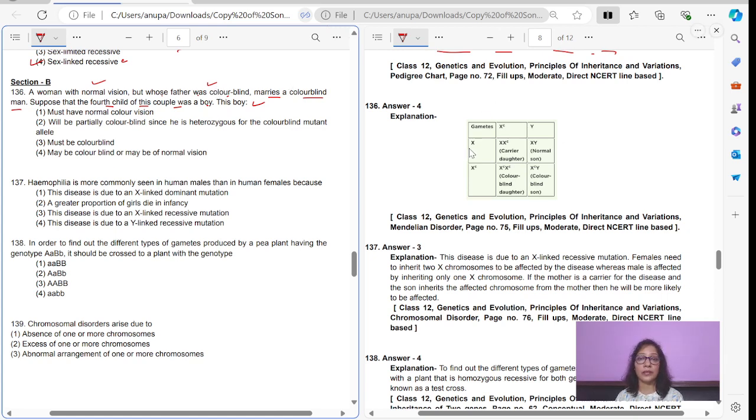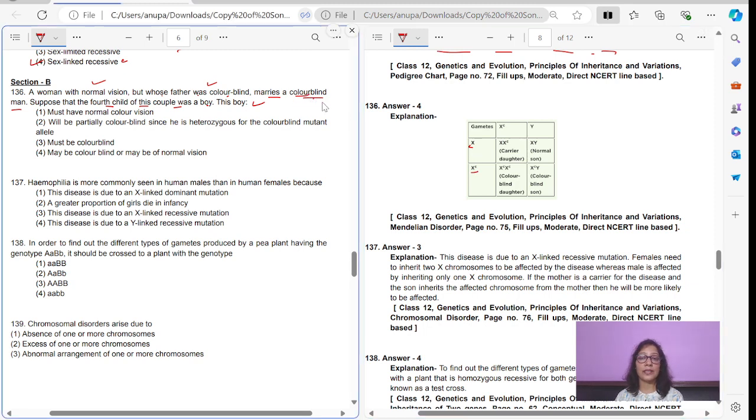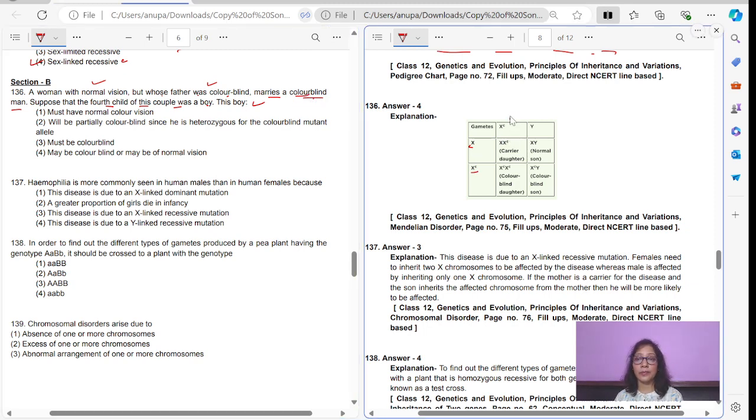So the genotype of the mother will be XXC, and she marries a colorblind man. The genotype of the man will be XCY, and when we cross them, it will produce a carrier daughter and a colorblind daughter. It also produces a normal son and a colorblind son. So the fourth child, the son, may have normal vision or he may be colorblind. Let's now check the options.